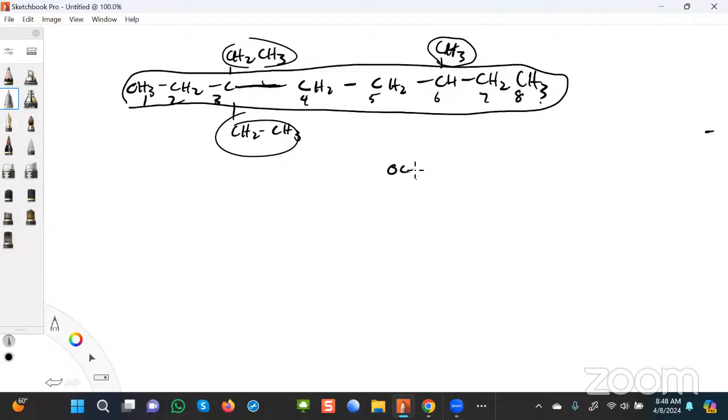So the parent name is octane, right? And you notice that you have 2 ethyl groups bonded to carbon number 3. So we indicate that by saying 3,3-diethyl. All right? And then now, the methyl group is bonded to carbon number 6. You put a dash, then 6, then dash again, and then methyl octane, and that completes the name of this particular molecule. All right. Any questions about this one?